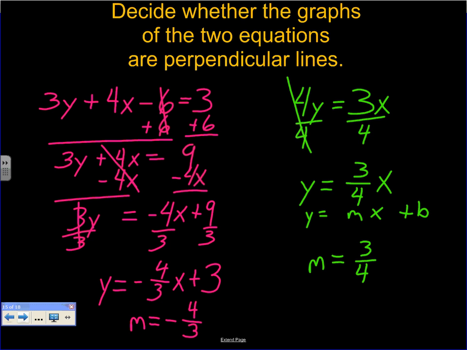And so let's look at this. If we have a negative on the left and on the right, we have a positive. We've met that requirement. They are opposite of each other. And on the left side here, we have 4/3. The reciprocal of 4/3 is 3/4. So those are perpendicular. They have opposite reciprocal slopes.